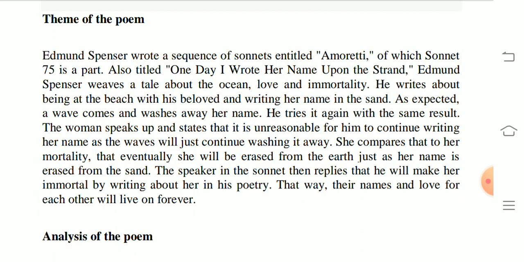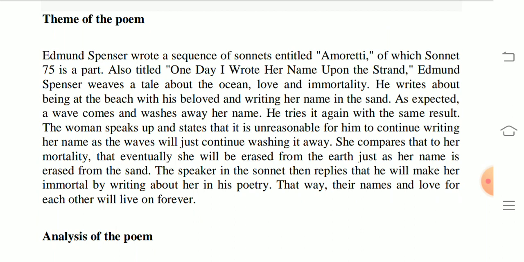Also titled One Day I Wrote Her Name Upon the Strand, this sonnet is a tale about the ocean, love and immortality. He writes about being at the beach with his beloved and writing her name in the sand. As expected, a wave comes and washes away her name.